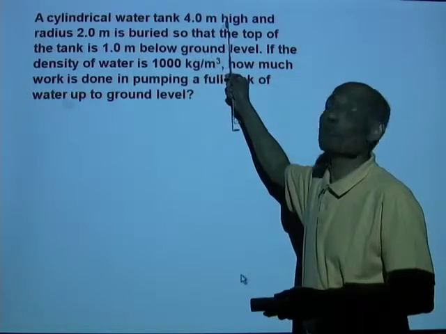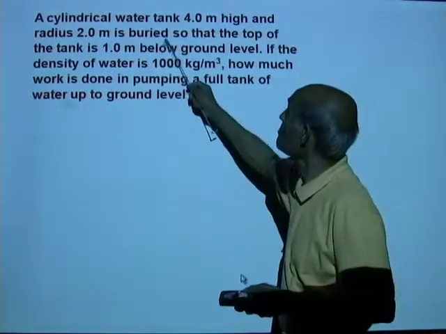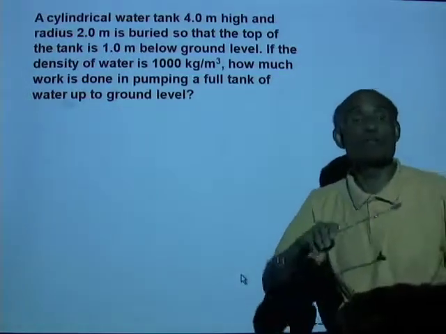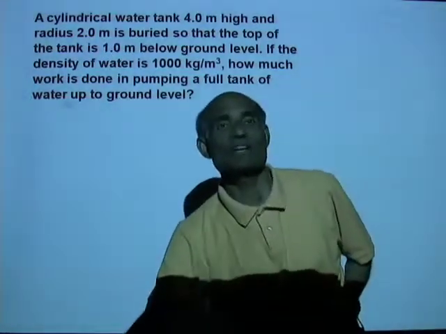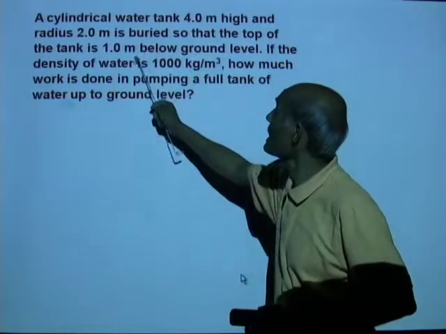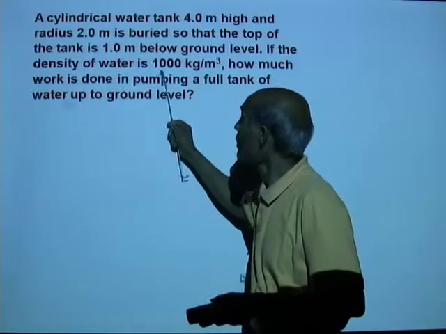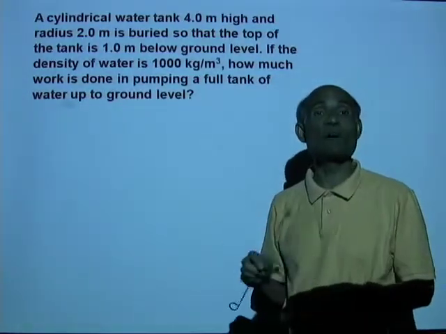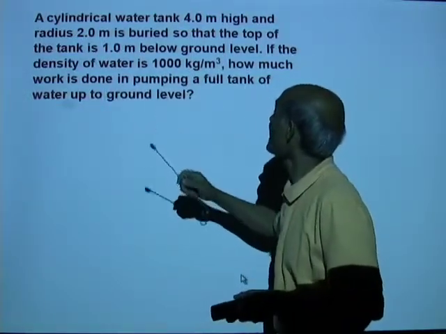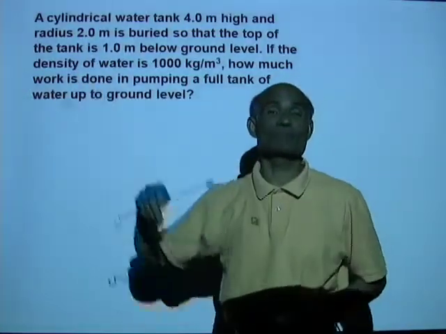A tank of height h equal to 4 meter and radius r equal to 2 meter is buried so that the top of the tank is 1 meter below the ground level. So here we have a tank underground. The top of the tank is 1 meter below the ground level. If the density of water is 1000 kilogram per meter cube, that's the rho, how much work is done in pumping a full tank of water up to the ground level?